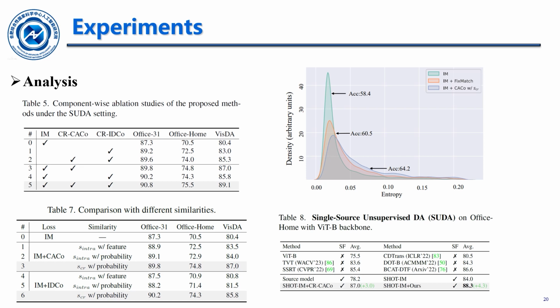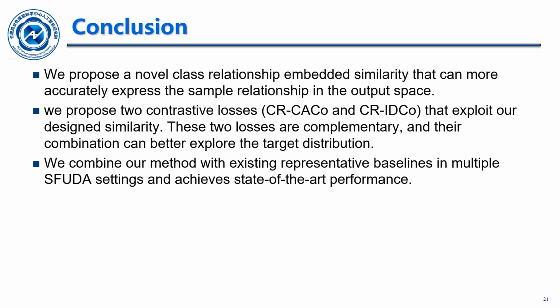Then this is our last section, the conclusion. We propose a novel class relationship embedded similarity that can more accurately express the sample relationship in the output space. We propose two contrastive losses that exploit our designed similarity. We combine our method with existing representative baselines in multiple SFUDA settings and achieve state-of-the-art performance.